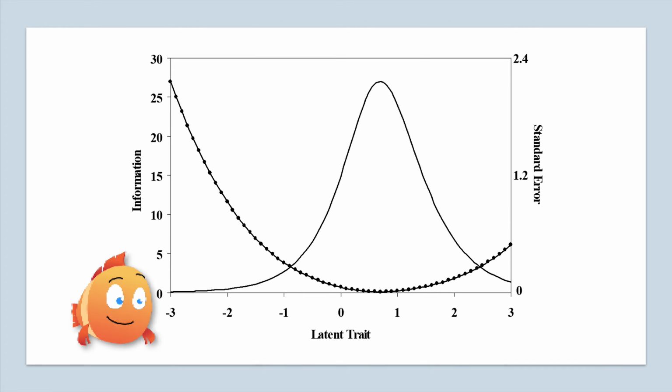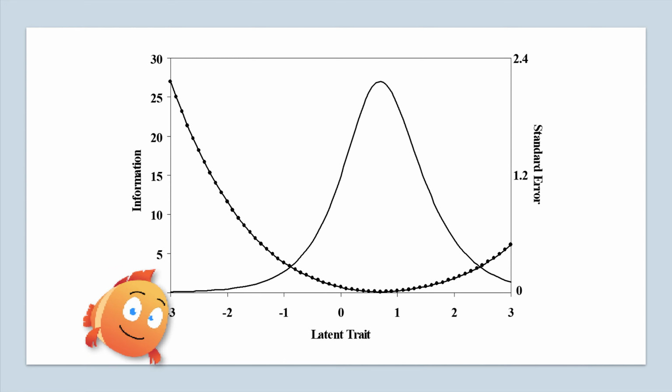So here I've imposed our two figures along with the standard error. So here we can see that our standard error, in the dotted line, is widest where we have the least amount of information. And we have the smallest standard error where we have the most information.